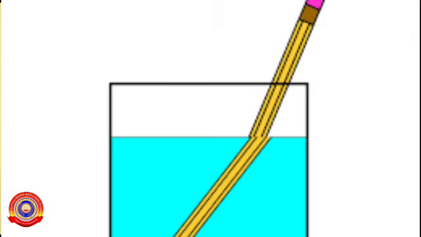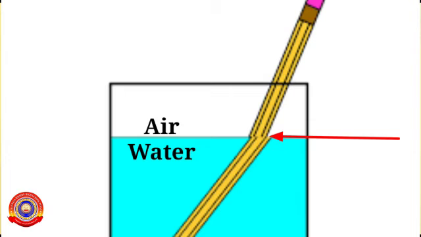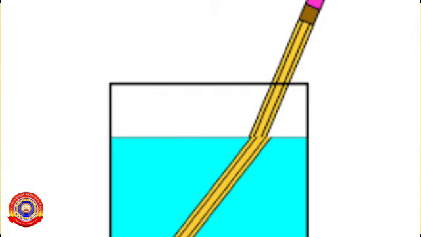The light travels from air to water, so its path undergoes a slight deviation at the surface of separation of the two media, that is air and water. So the immersed part of the pencil appears to be broken.